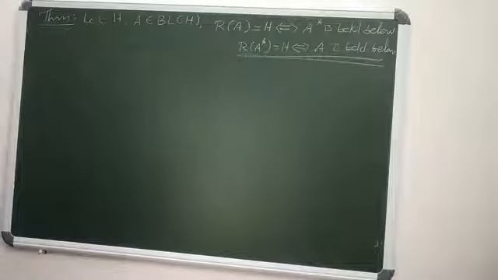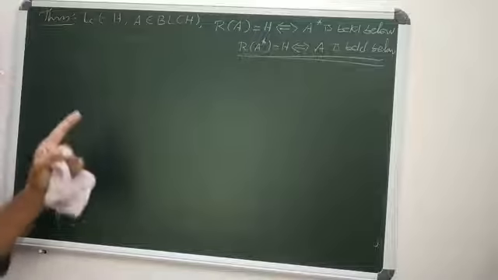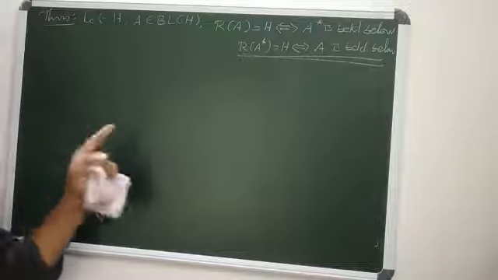Now we are going to another important theorem. Let H be a Hilbert space. A is in B(H). Then the range of A equals H if and only if A star is bounded below, and the range of A star equals H if and only if A is bounded below.